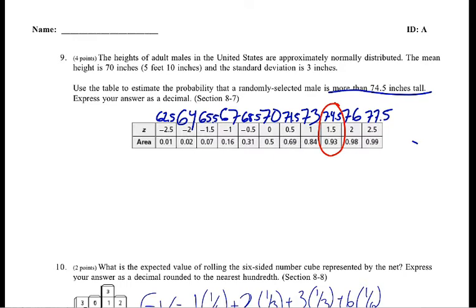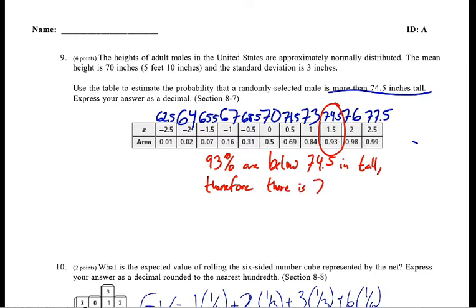Now this says that 93% are below 74.5 inches tall, which means the percent above has to be the remaining part of the 100%. So if it's 93 below, that means it's got to be 7% above. So therefore, there is 7% taller than 74.5 inches. And that's all.